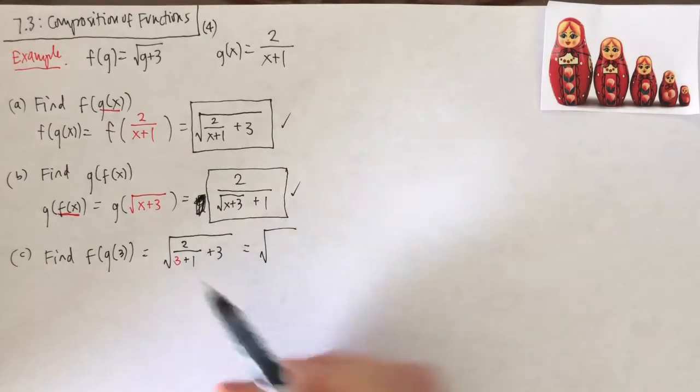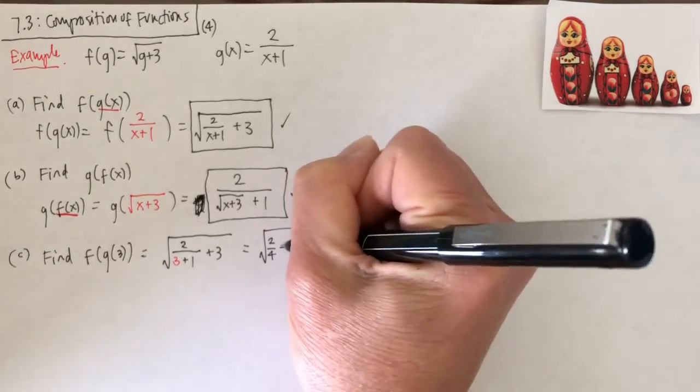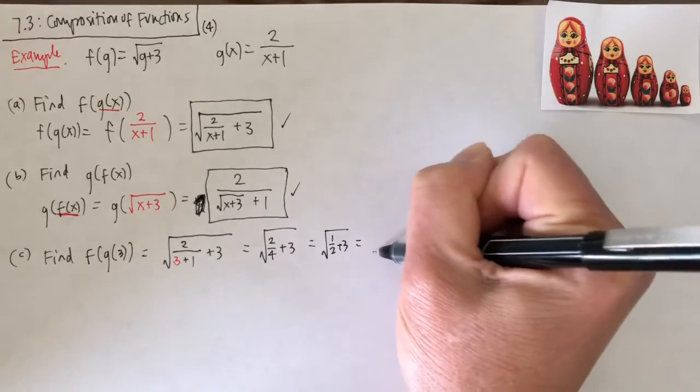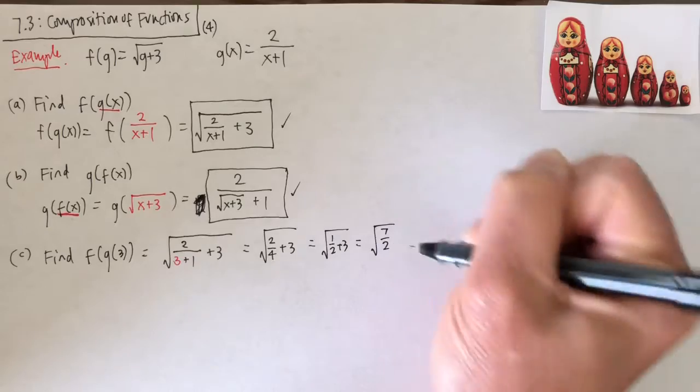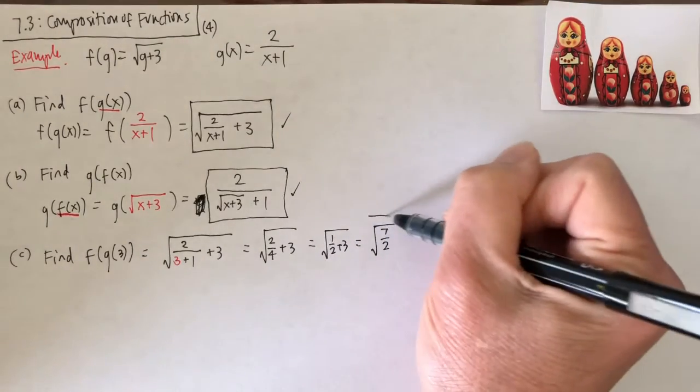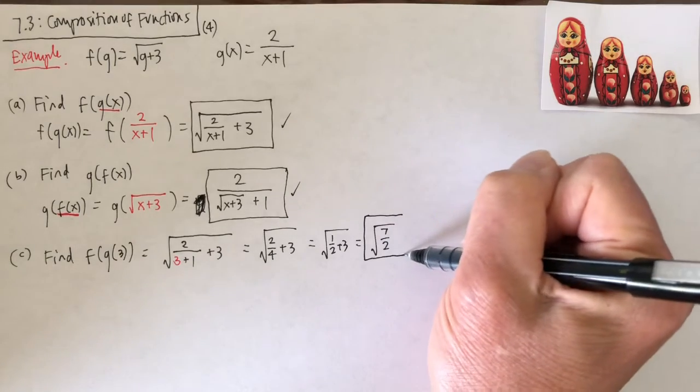2 over 4 plus 3, which is 1/2 plus 3, which we would write as 7 halves. This is 6 halves, so 6 halves plus 1 half is 7 halves. And this is it.